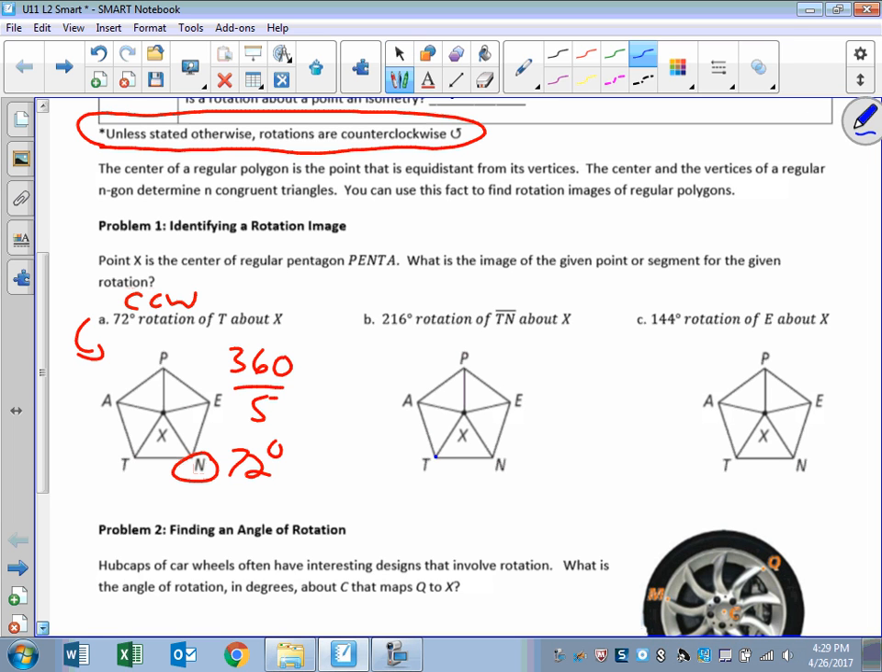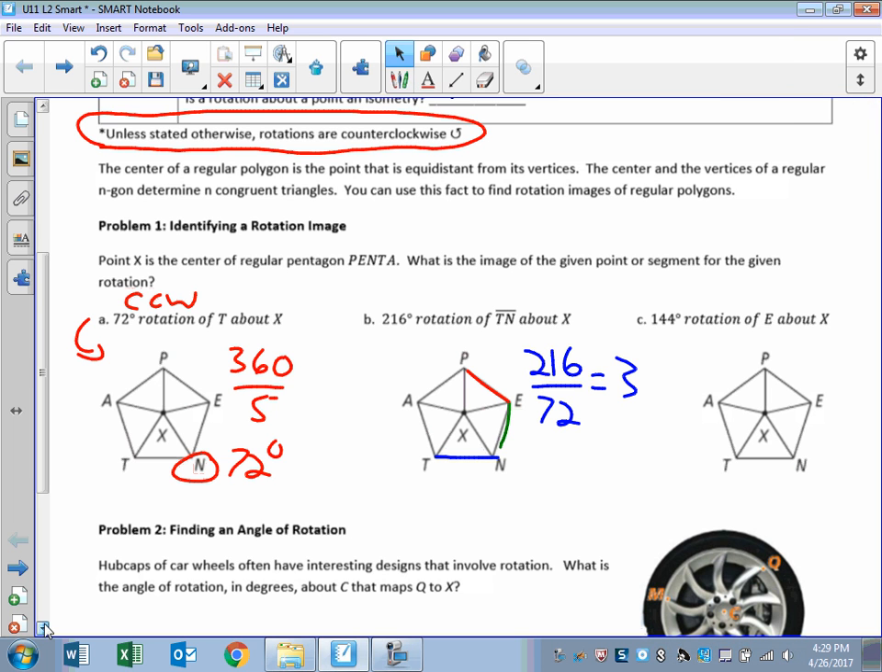Now for the next one, we're going 216 degrees. So we need to figure out how much ground that will cover. Well, that is one side of the triangle. So what we really need to figure out is how many triangles over we're going to move. Well, we know that from one point to the next, it's 72, so we can take 216 and divide that by 72, and that will give us 3 over. So that would look like this: 72, 144, and then we would finish at the last point, 216.